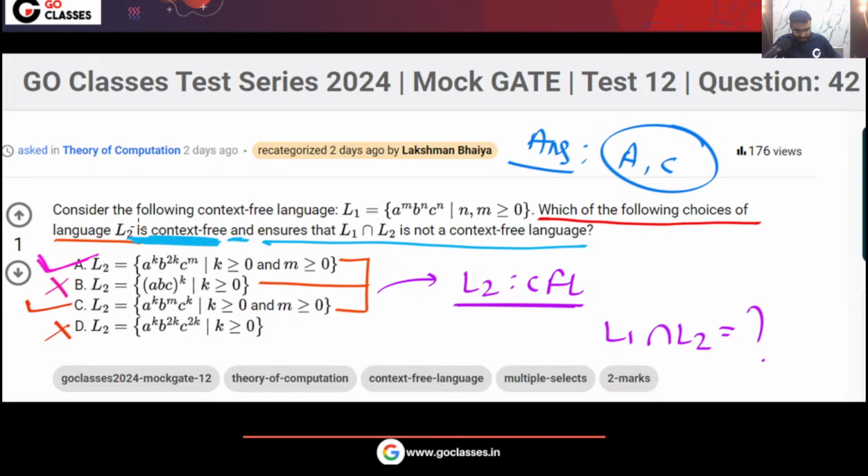What is the common mistake in this question? What is the silly mistake in this question? Please tell me. Which silly mistake is possible? What do you think? What is the most common silly mistake in this question? The most common silly mistake is that some students do not read that L2 must be context free. Many students made this silly mistake.